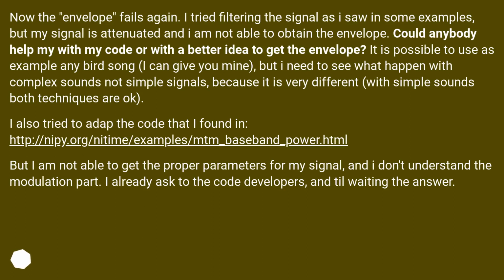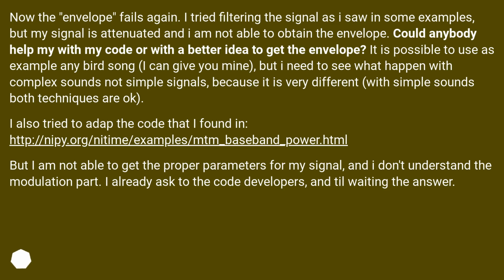Now the envelope fails again. I tried filtering the signal as I saw in some examples, but my signal is attenuated and I am not able to obtain the envelope. Could anybody help me with my code or with a better idea to get the envelope? It is possible to use any bird song as an example.